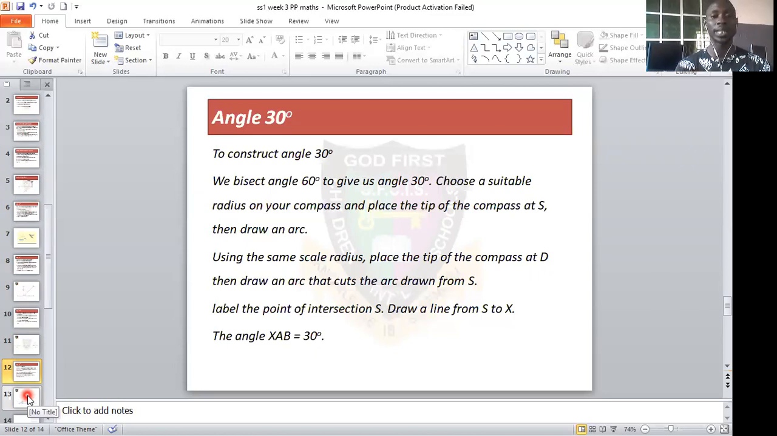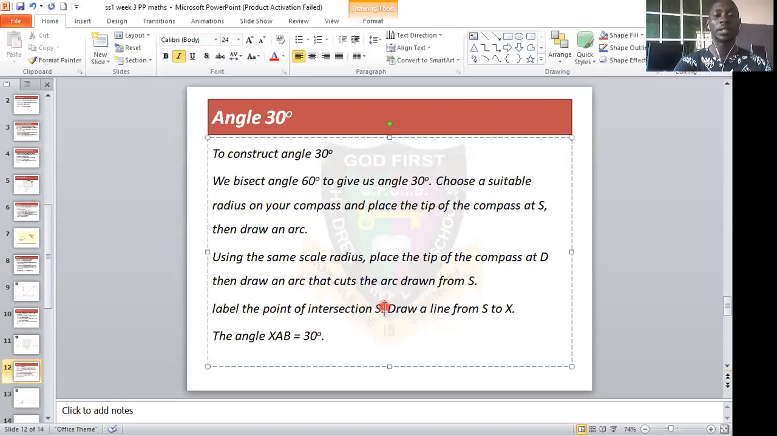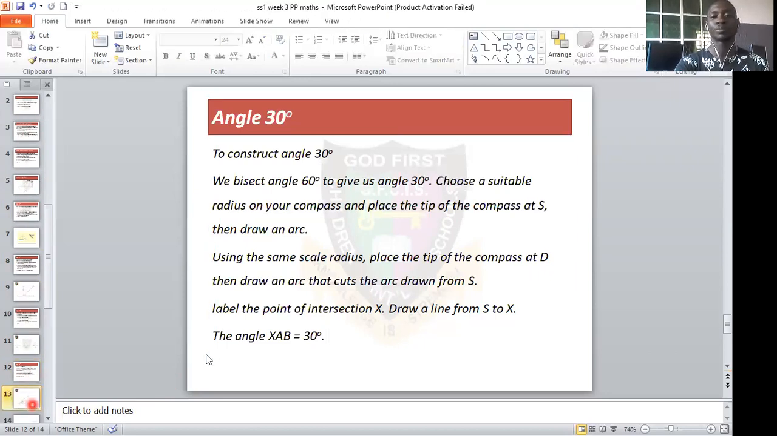XAB is the what? Angle 30. Label the point of intersection X, and draw a line from S to X. So the angle XAB equals 30 degrees.